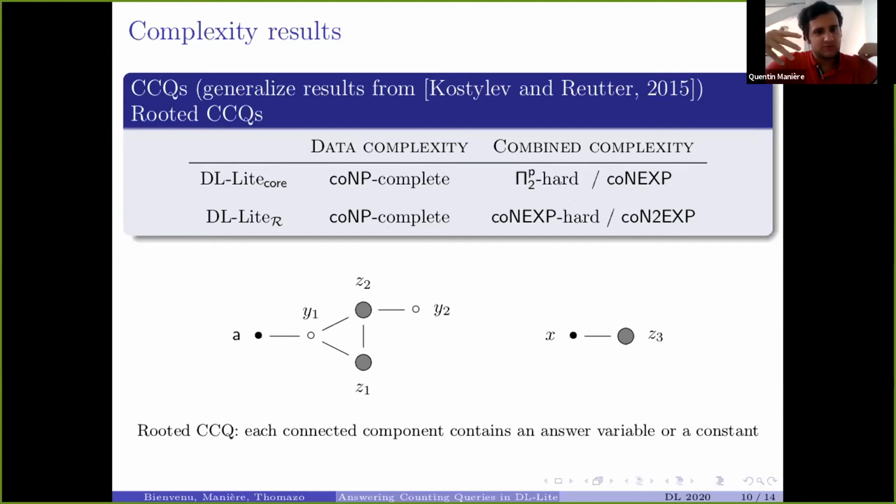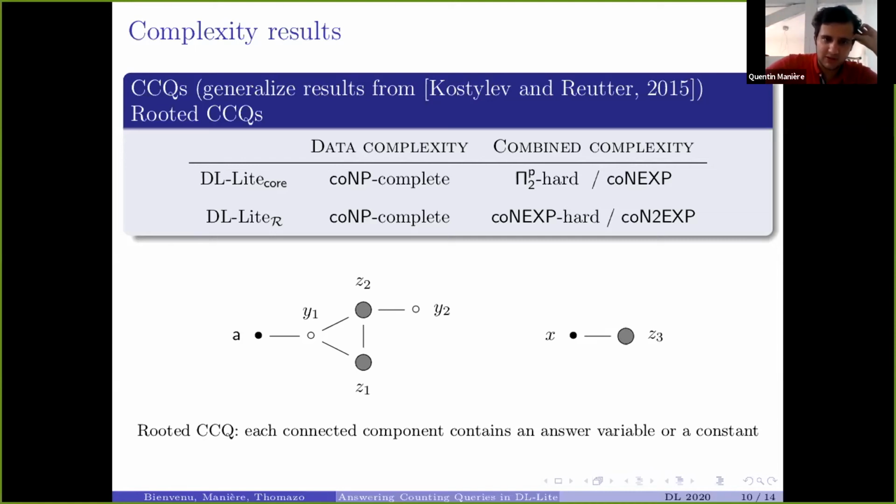So we tried with rooted counting conjunctive queries, in which you ask for each connected component of your query to contain either an answer variable or a constant. So here's a small example. On the left, you have a constant, on the right, an answer variable. But in this context, it doesn't help, and the complexity results are the very same.